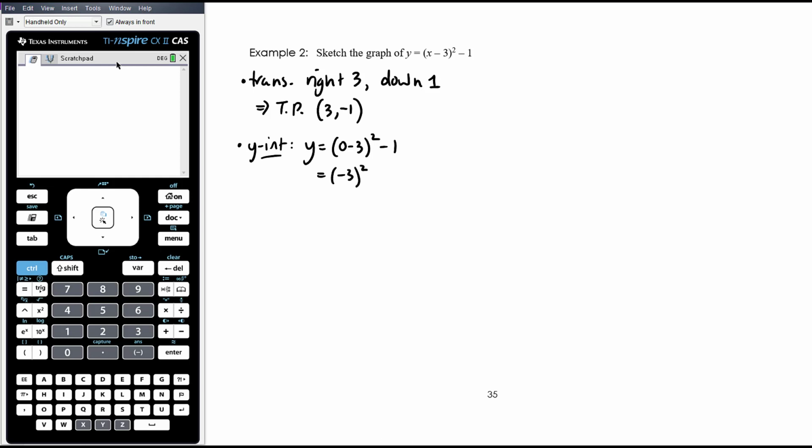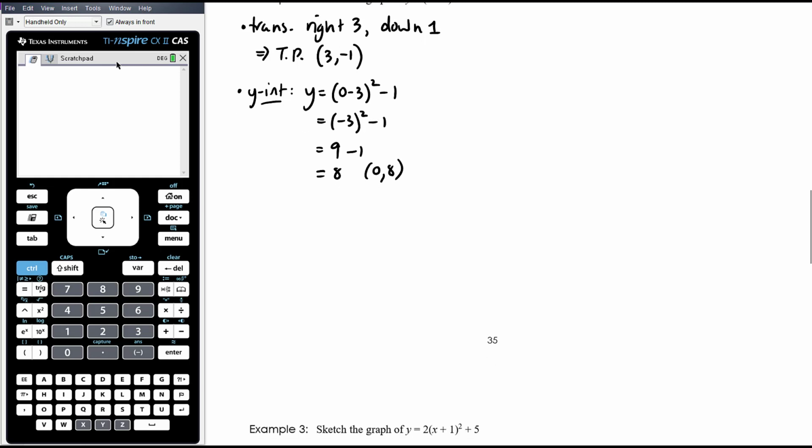So that's negative 3 squared minus 1. Negative 3 squared is positive 9, minus 1, so that's 8. So (0, 8) for the y-intercept.